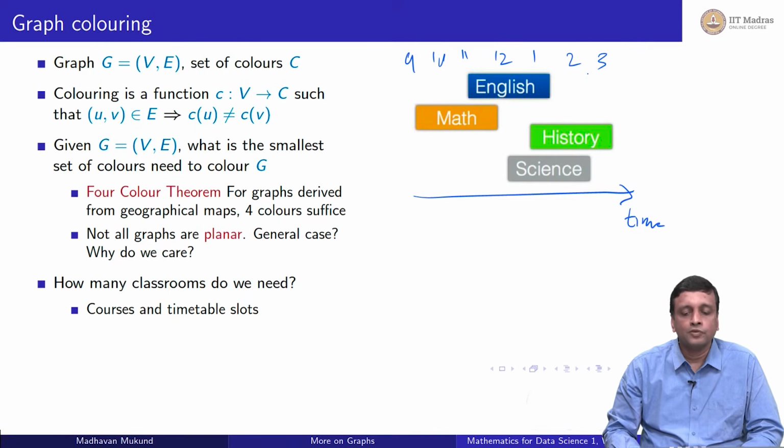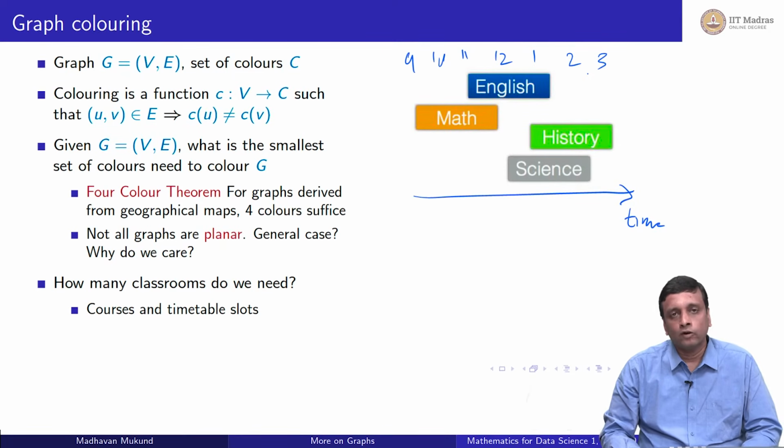So across the day we have these different lecture slots, and we have different courses which occupy different slots in our timetable. Now clearly, if maths is running from 9 to 12 and English starts at 11, then English must be in a different classroom from maths. Similarly, if history is running from 1 to 3 and science already started at 12 and goes on till 2, history and science cannot be in the same classroom. So if we have overlapping slots, then the corresponding classes need different classrooms.